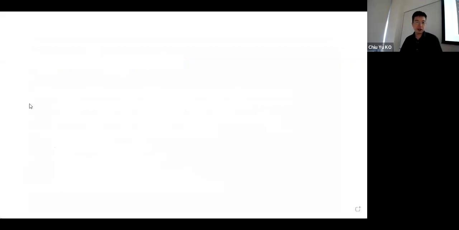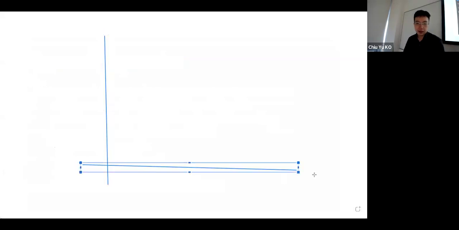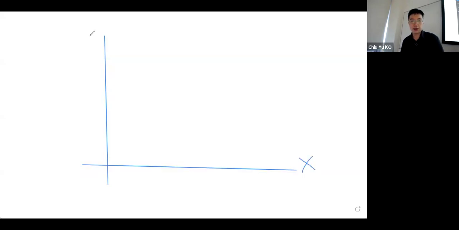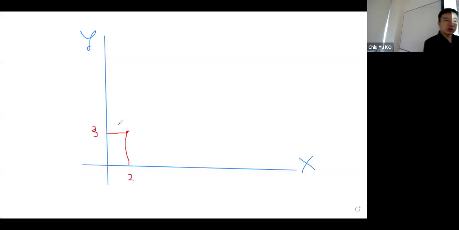When you learn regression, it's like you have a scatter plot. I hope everyone knows what a scatter plot is. Suppose we have data, and let's see if I can use my pen here. Hopefully I can. No, not working. So that's x here, that's y here. Because there are two variables, you can represent your data point here. So if your data is x is 2, y is 3, then you have a point here.